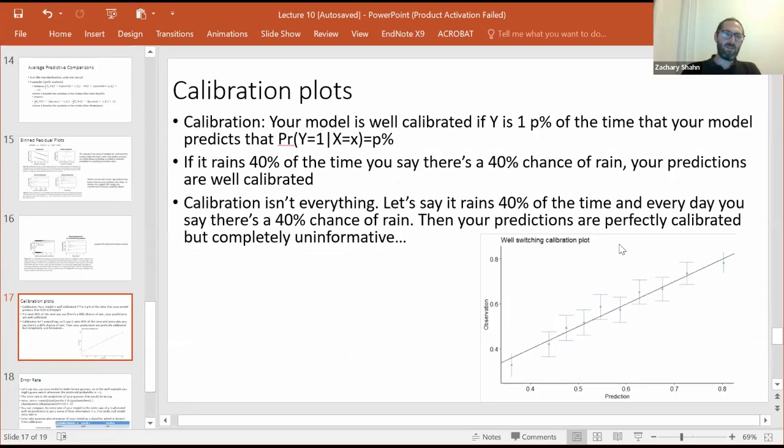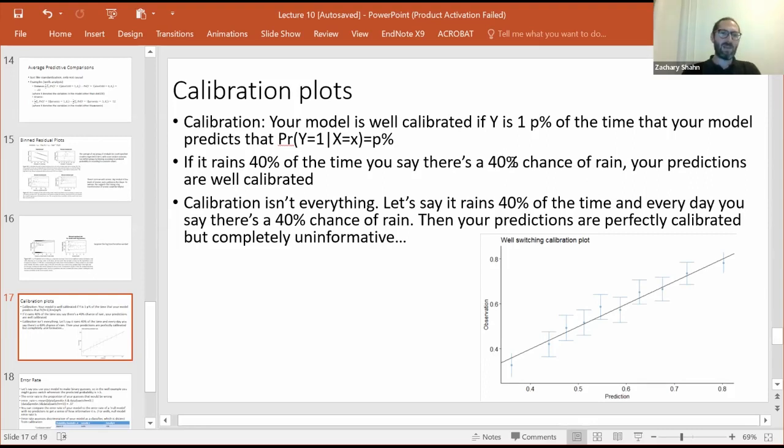Another thing that you can do to assess a model's fit is a calibration plot. This is very related to a bin residual plot. Your model is well calibrated if the outcome is actually 1 p% of the time that your model predicts that the probability that the outcome is 1 is p%. So basically your probabilities are right. An example is if it rains 40% of the time, you say that there's a 40% chance of rain, then your predictions are well calibrated. It means that when you say 40%, that really means 40%.